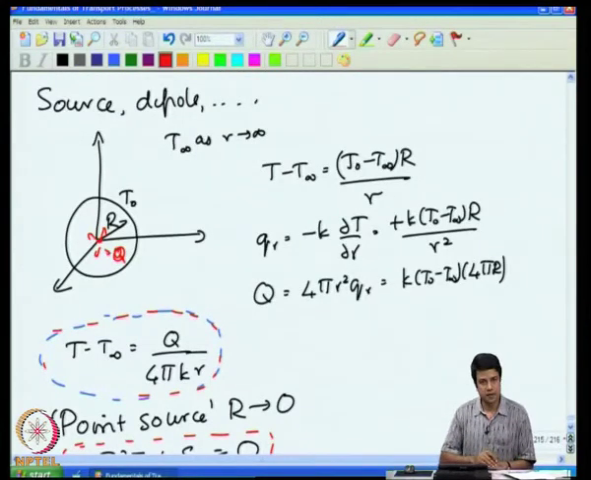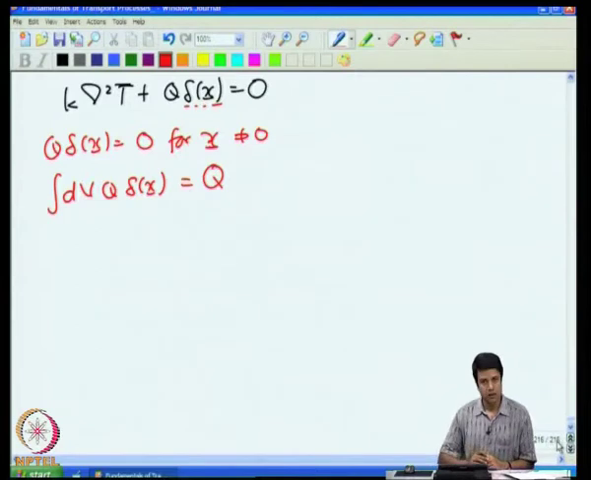And then I briefly started the discussion of source, dipole, quadrupole and so on. Okay. So, let us just continue with that. Delta function.